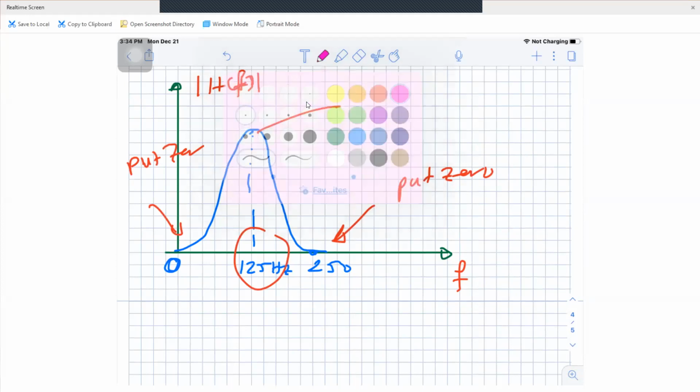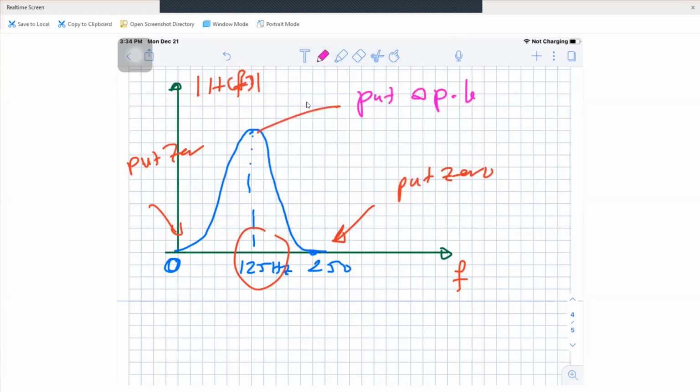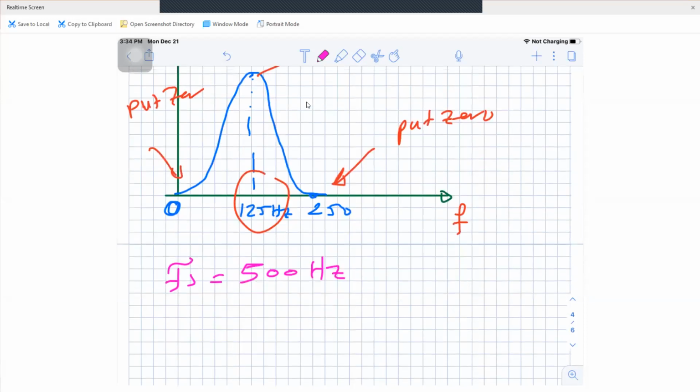So at this point, we are going to put a pole. The location of the pole and the location of the zeros are now determined. Again, keep in mind that the sampling frequency Fs is given in the problem as 500 Hertz. Now, let me explain how we are going to determine the values.